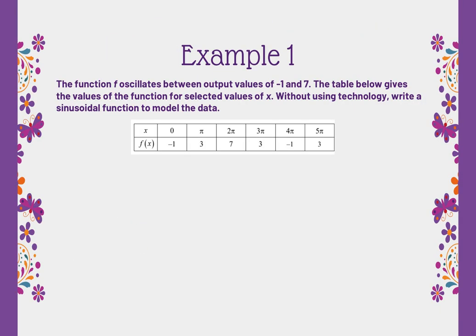All right, so this first example says the function f oscillates between output values of -1 and 7. The table below gives the values of the function for the selected values of x. Without using technology, so no graphing calculator this time, write a sinusoidal function to model the data. Most likely, for most of us that are visual learners, it's going to be really beneficial to draw these out. They don't have to be perfect, but I'm going to make this a little bit smaller because I have to go all the way up to 7.